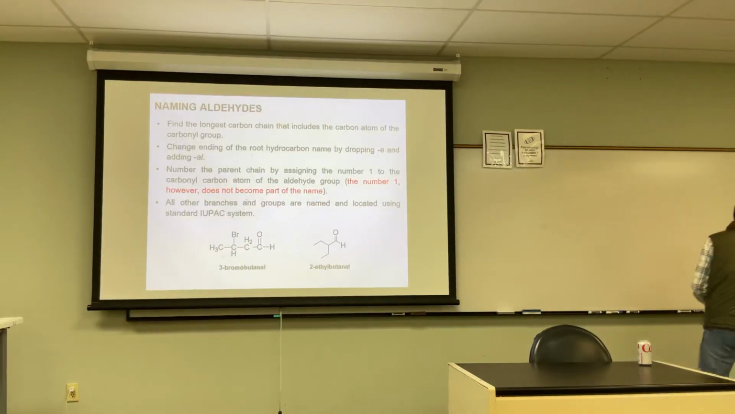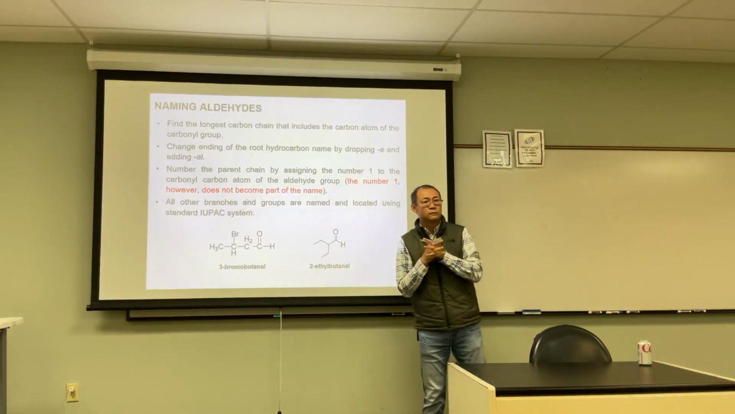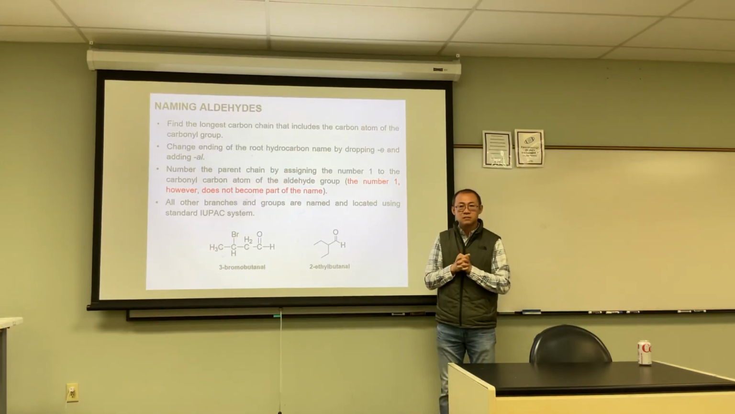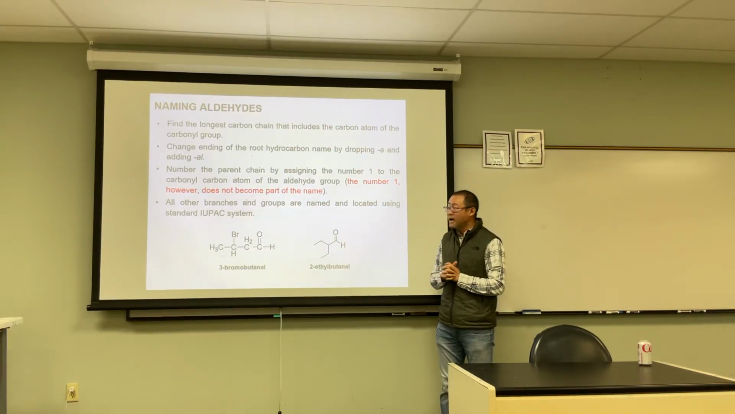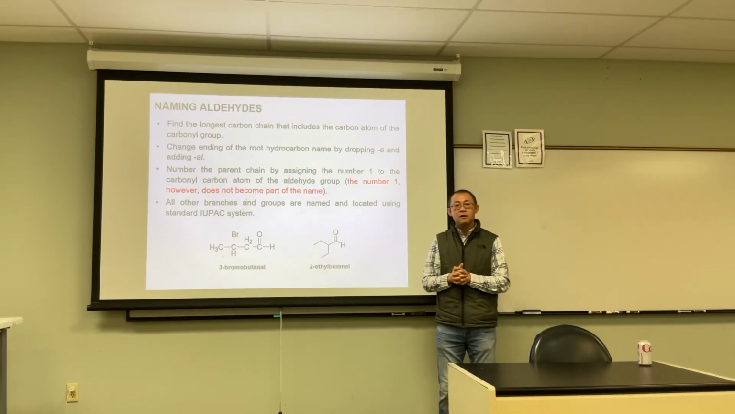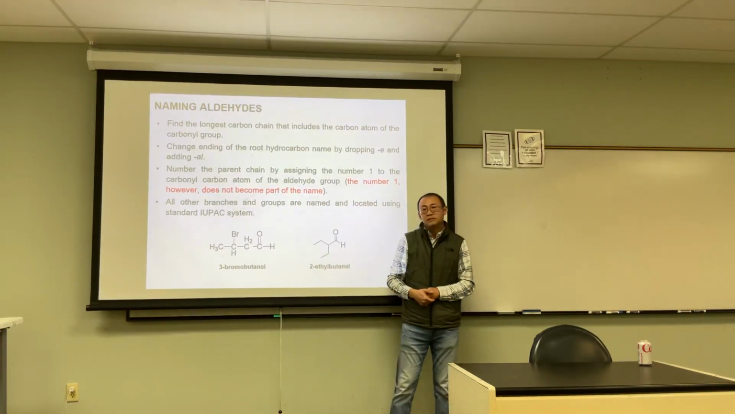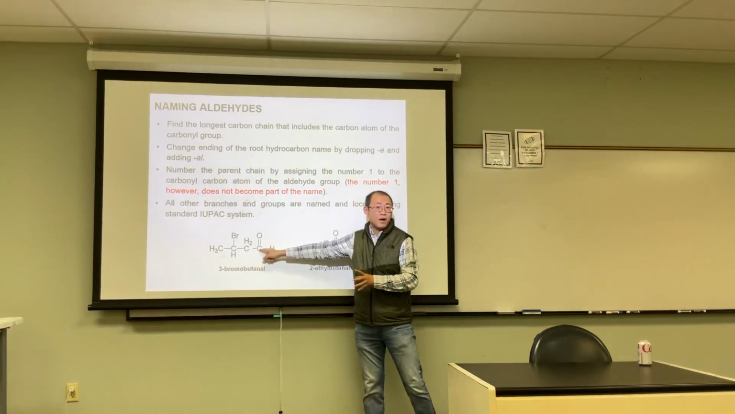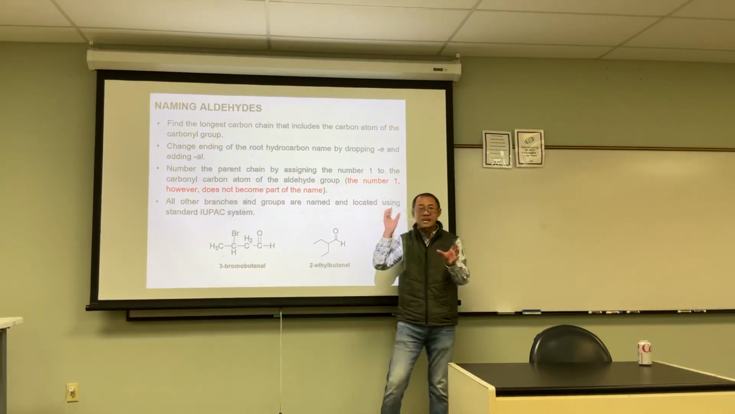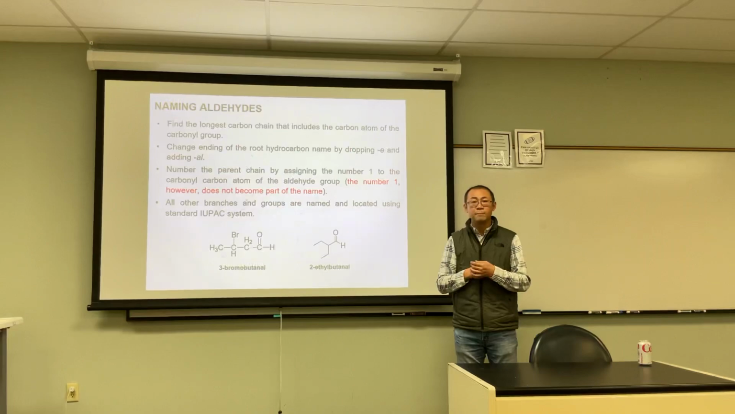Okay, next, naming. Because the carbonyl group for an aldehyde is always on the terminal, we don't number that carbon when we name aldehydes. Because the carbon is always what? Number 1. When you number the chain, you number this one as number 1. And because it's always number 1, you won't see a number in front of the last word of the name. That's the first important point.